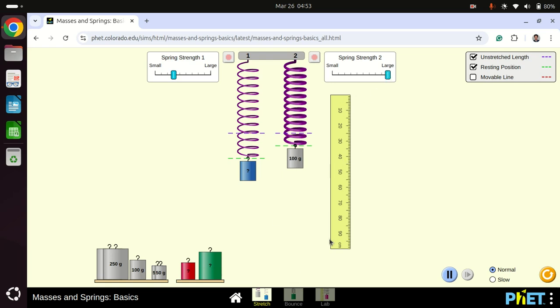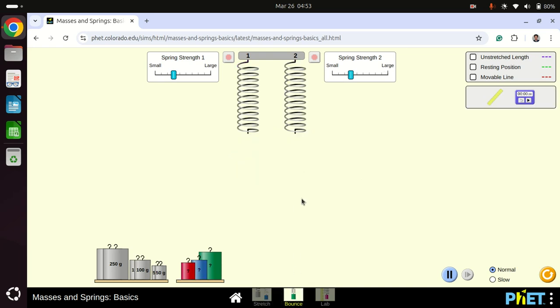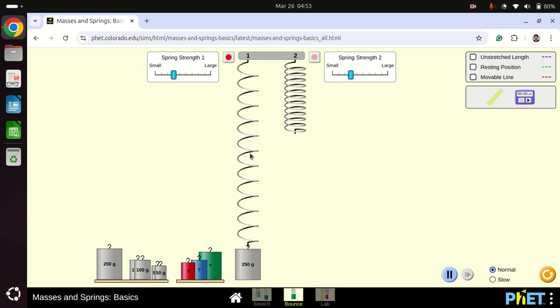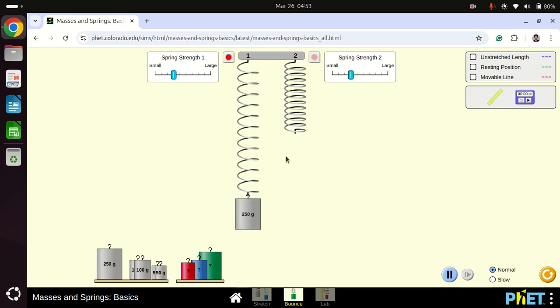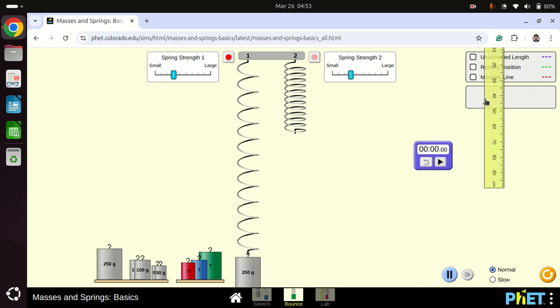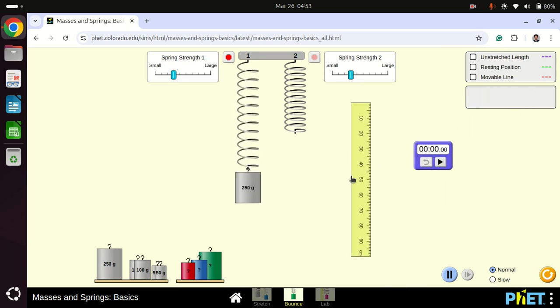Now let's go to the next part of this simulation. This is bounce. So here what happens is if I attach here, it will oscillate. So here you have extra timer and there is a scale also. You can also use this. Now here what we can have, let me pause this. You can have here pause button.